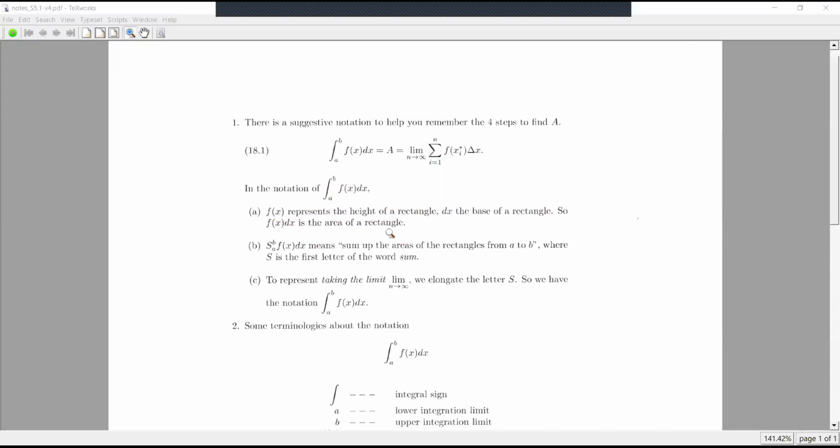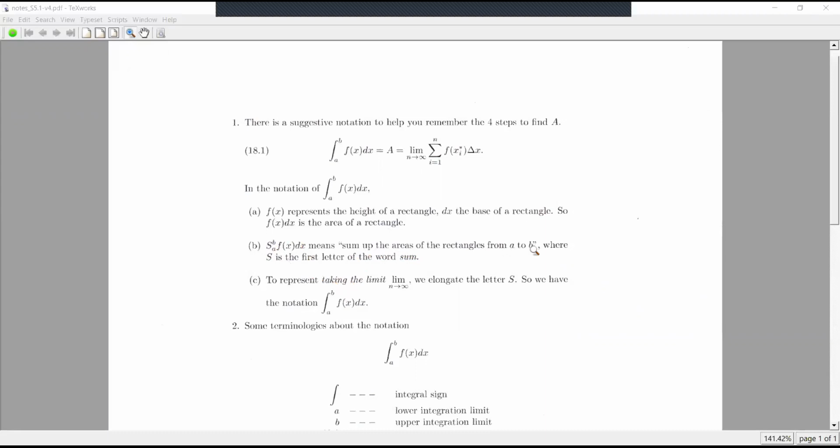Now, after we have the areas of the rectangles, we need to sum up the areas. The notation is this: S is the first letter of the word sum. So this notation means sum up the areas of the rectangles from a to b.